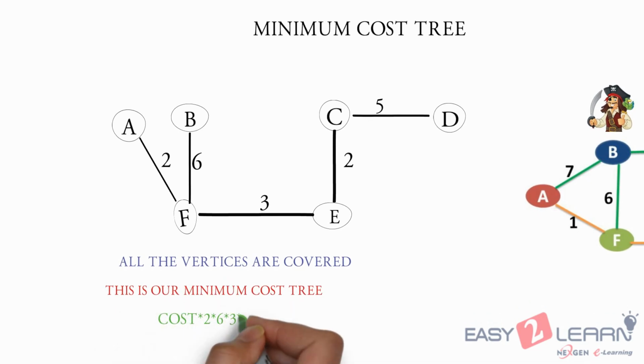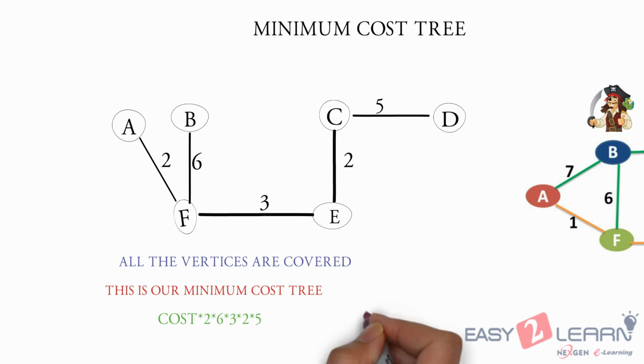So what is the cost here? 2, 6, 3, 2 and 5. The total is 18. That's it. That's Prim's algorithm. Hope you understood it.